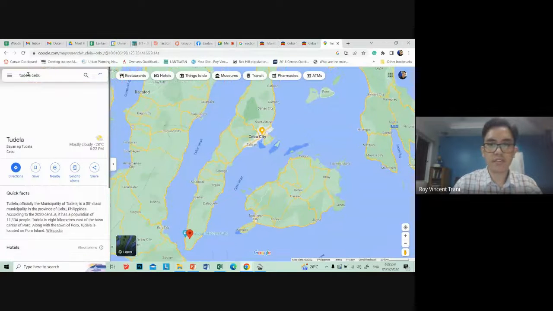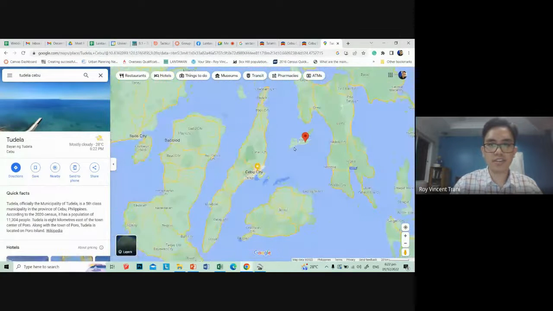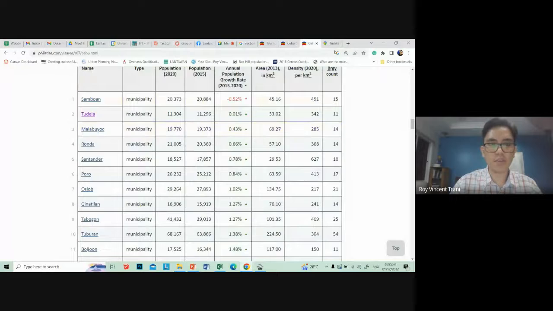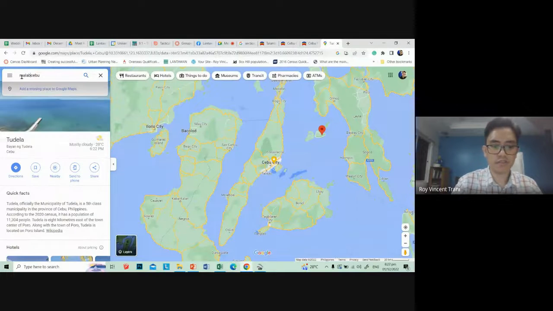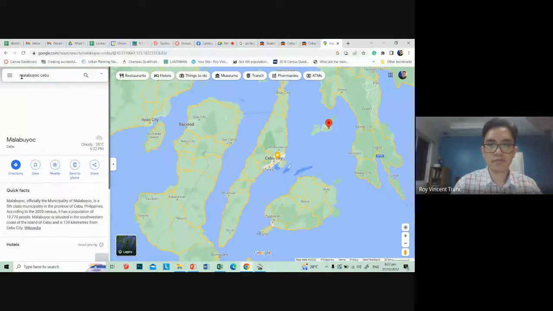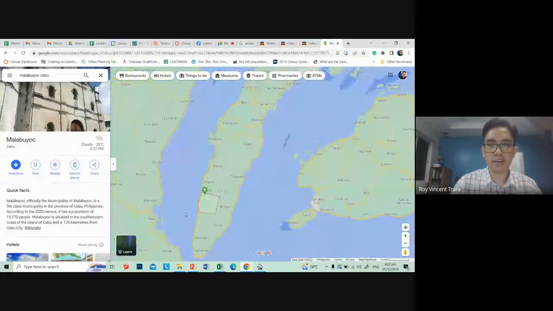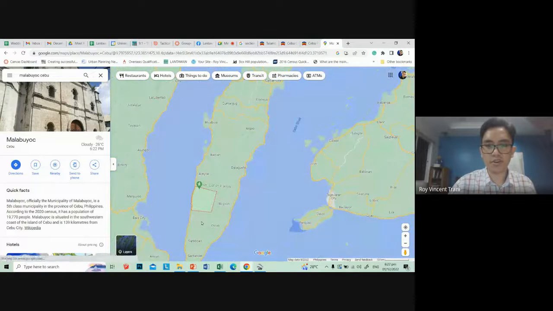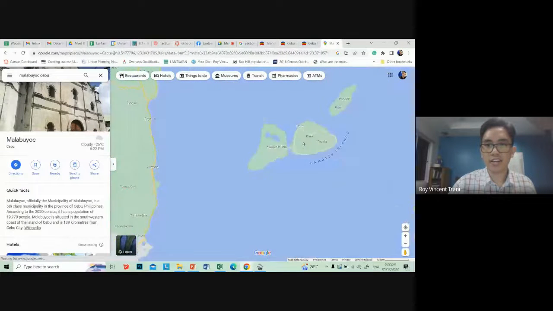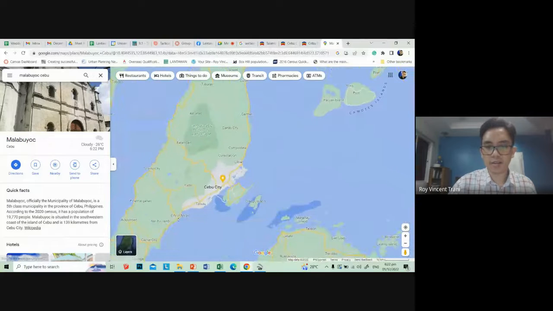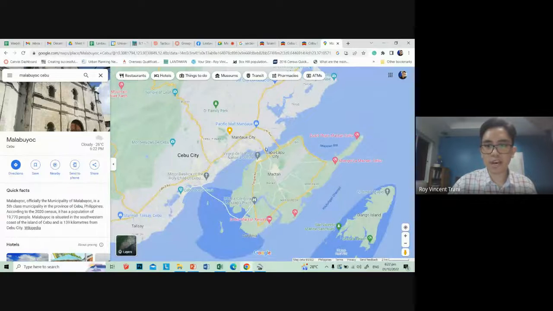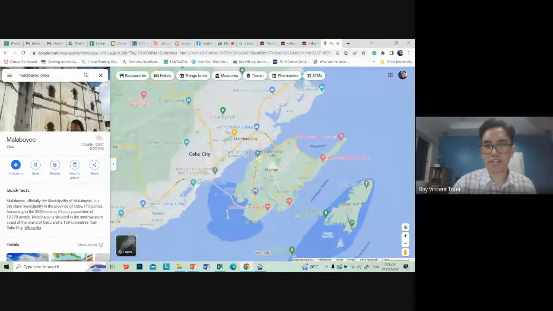Let's look at Tudela. Tudela is over here. This is also part of Cebu province, apparently. It's the northeast. Let's look at Malabuyok. We have here, south. So very likely the periphery of the province, meaning the outer edges. We have here Oslob, Sambuan, Tudela. They're all coming to, in some shape or form, either Cebu City, Mandaue City, or Lapu-Lapu City.